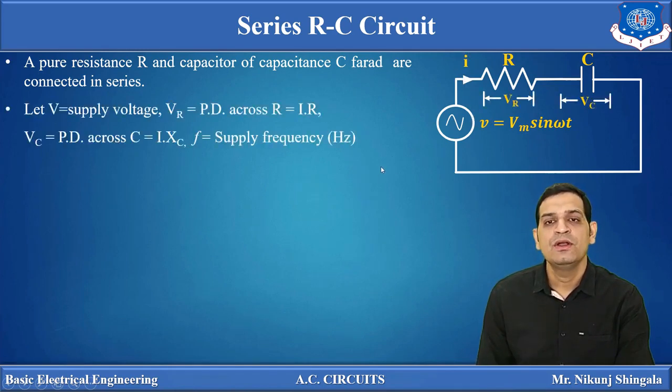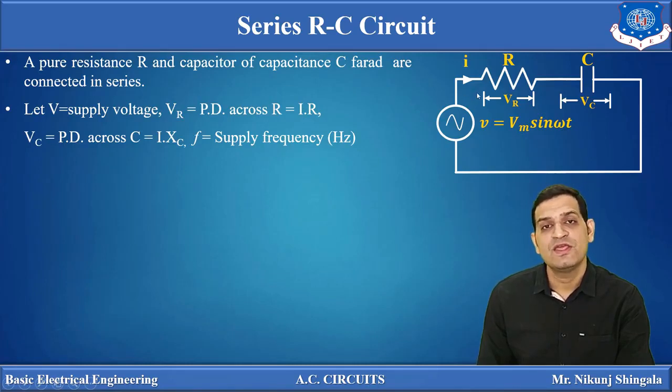Now, V is the supply voltage, and according to Ohm's law, as current is flowing through the resistor and capacitor, there is a potential difference across the resistor and capacitor. So VR is the potential difference across the resistance, which is given by I into R. VC is the potential difference across the capacitor, which is given by I into XC, where XC is the capacitive reactance and f is the supply frequency, which is measured in hertz. Now we know omega can be represented by 2 pi f, where omega is the angular frequency and f is nothing but the supply frequency.